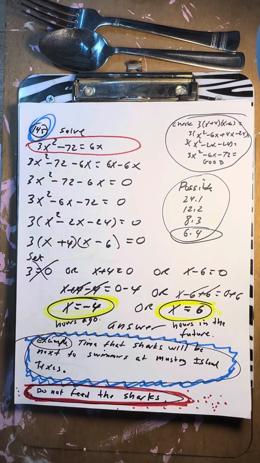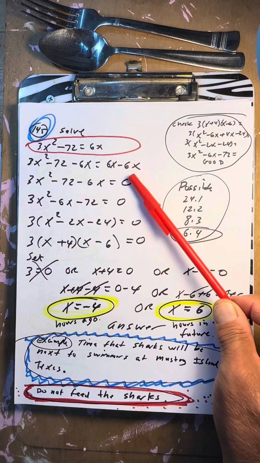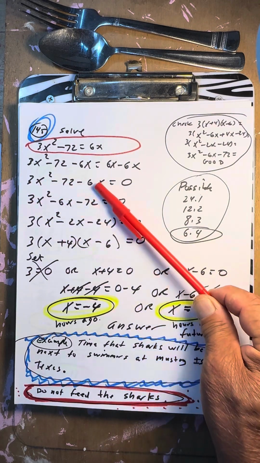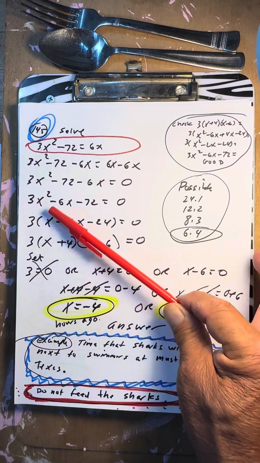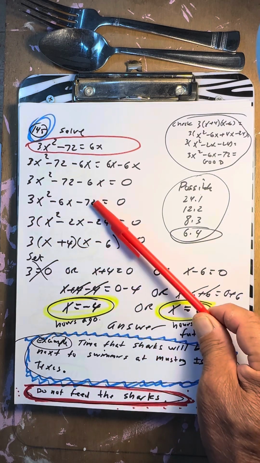How about that? This one, how do we do this? Okay, let's subtract 6x from both sides. Minus 6x, minus 6x. So now that's going to be 0. Rewrite it: 3x squared minus 6x minus 72. That's better. Now we can take a 3 out from all these. 3 times that is 3x squared, 3 times 2 is 6, and 3 times 24 is 72.